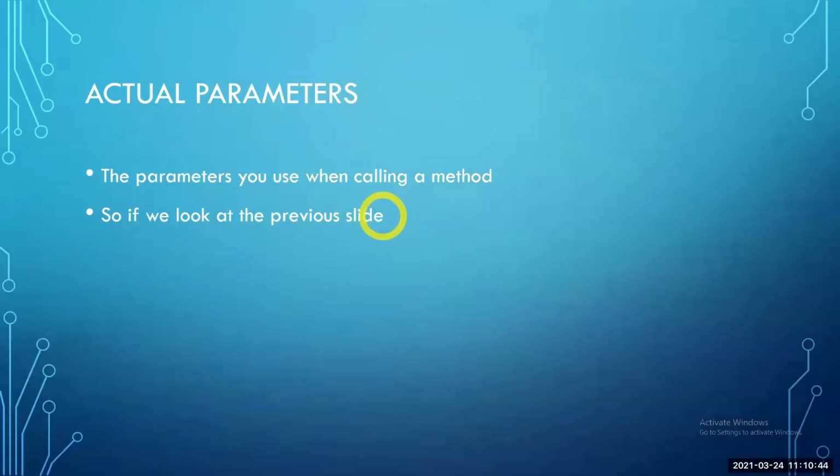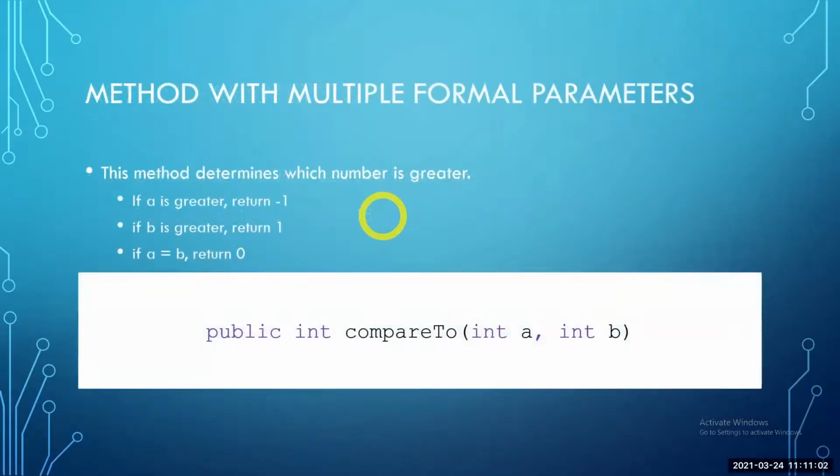All right. So now you also have something called your actual parameters. Your actual parameters are the values that you pass into your method. Right? Your formal parameters will take the value of those actual parameters. So if we look at the previous slide, we had this compareTo method we just implemented in our program.